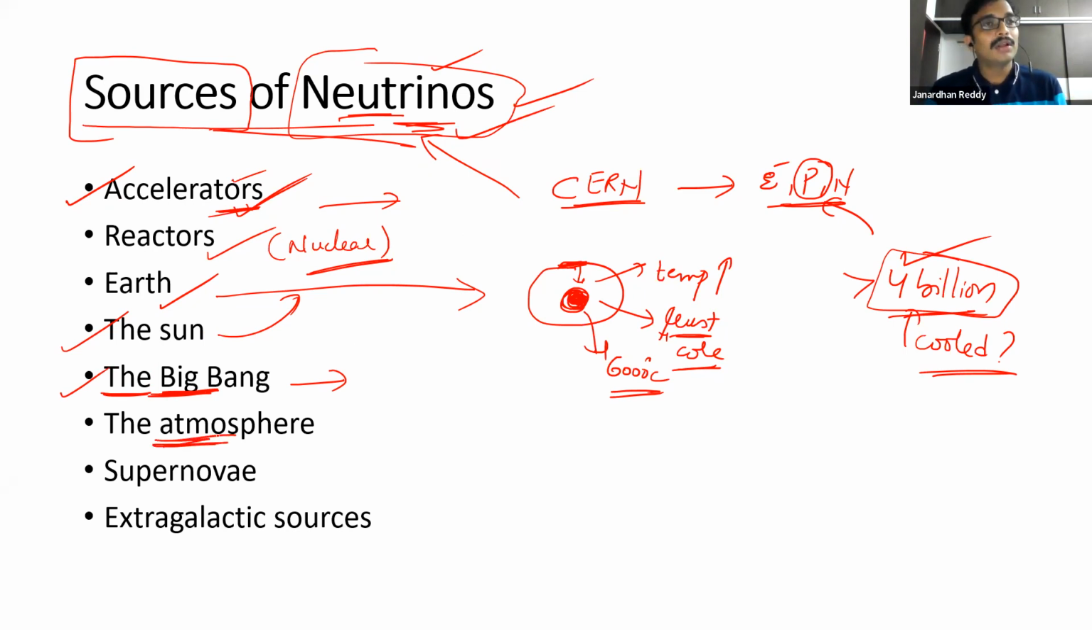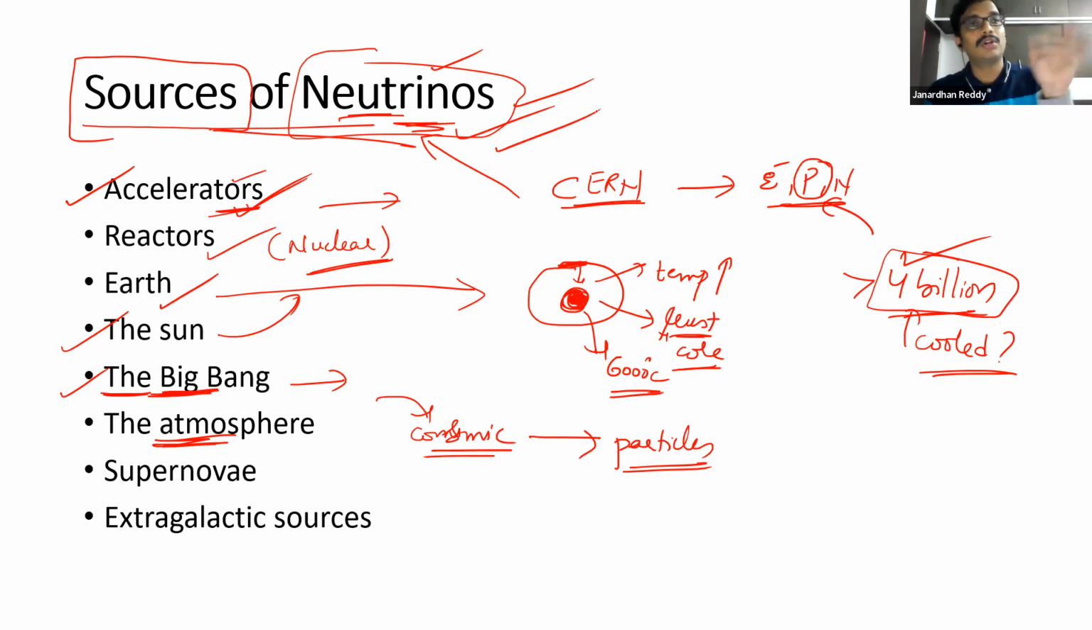Atmosphere. The Earth's atmosphere is also a source. Why? Because a lot of cosmic radiation is coming into the Earth's atmosphere, and it reacts with the particles in the outer atmosphere especially. All these radiations which come trigger reactions and give rise to neutrinos. So the Earth's atmosphere is also emitting neutrinos.